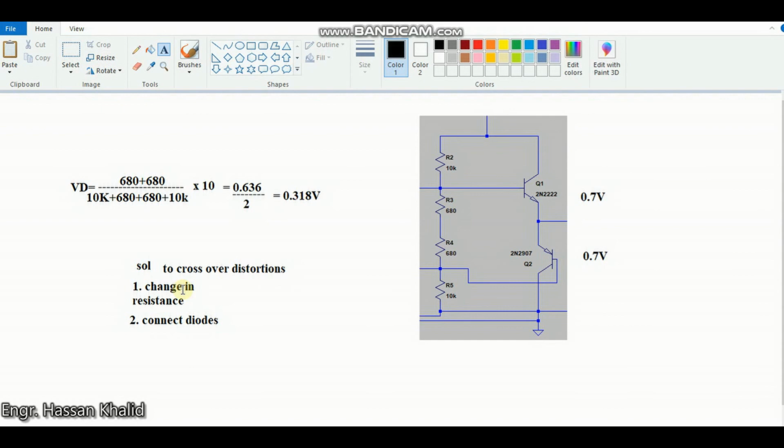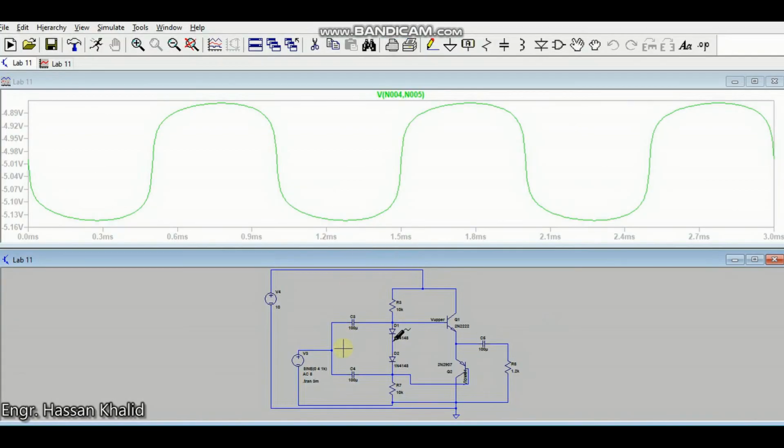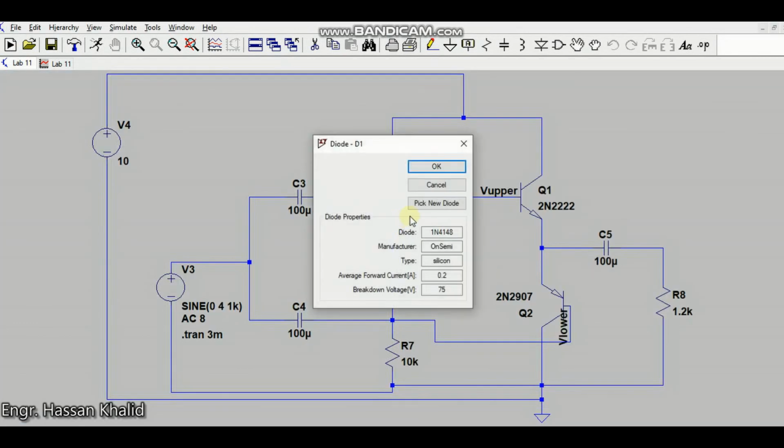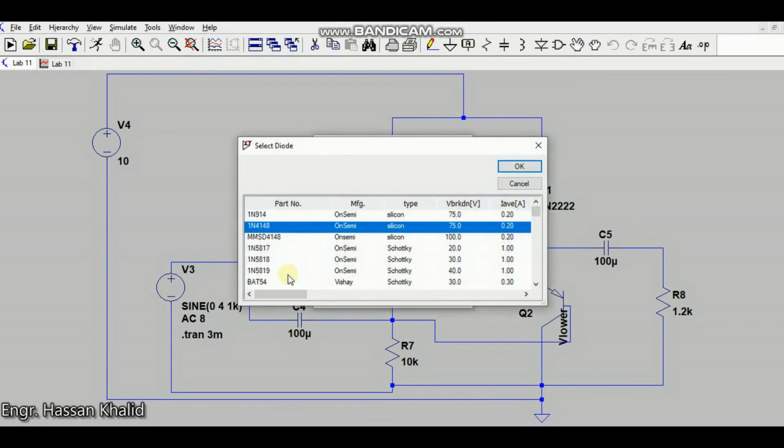So it's up to you, whatever strategy you want to apply, and this is a task for you. If you are able to find the specific diode in the LTspice library, and I can assure you that it is available, you can easily find it by going to LTspice, opening the properties of this diode, and clicking on pick new diode. Now you have various types of diodes over here. There are models over here.